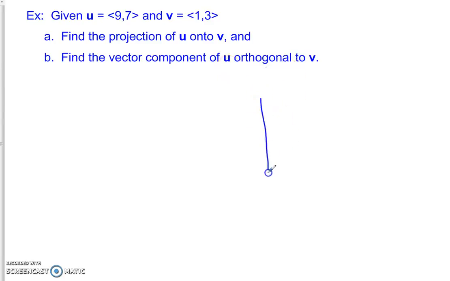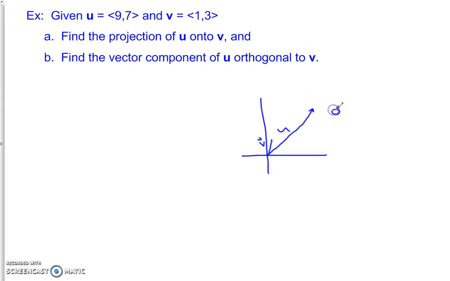So if I quickly just sketch them out, (9, 7) is over 9, up 7. Let's call that vector u. Vector v is the vector (1, 3), so over 1, up 3. Looks something like that. And you can see I've made the shadow here going across the projection.